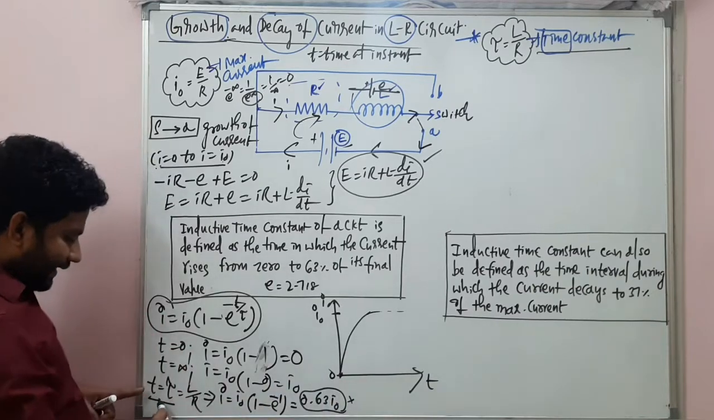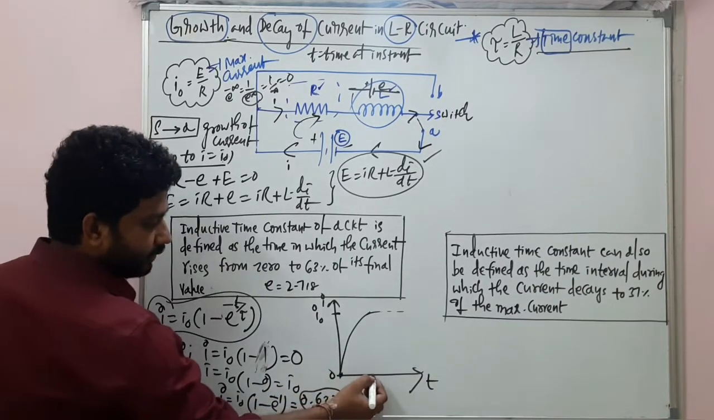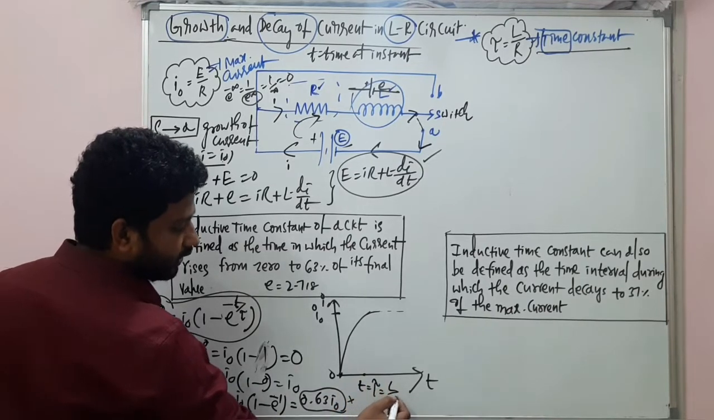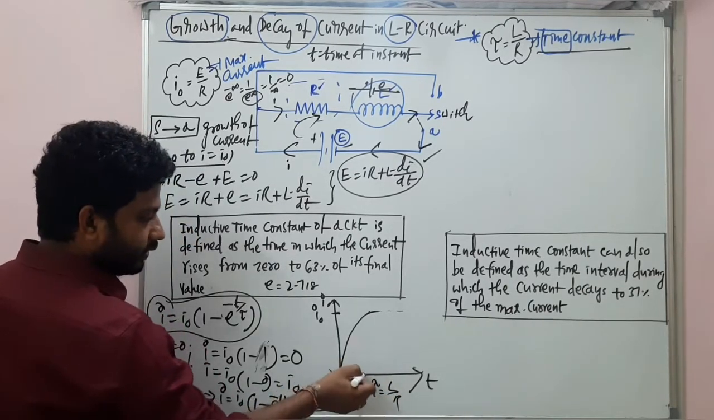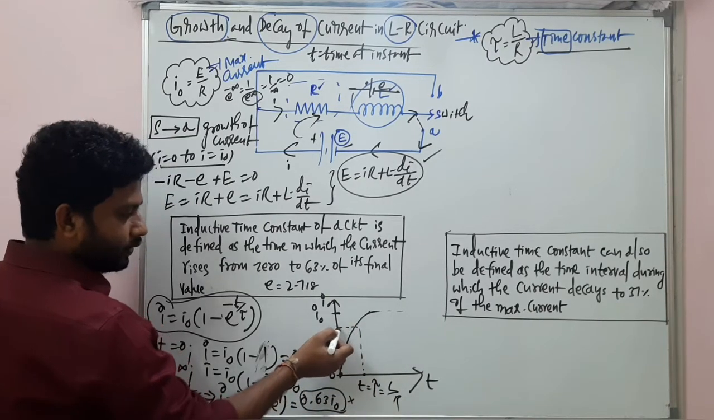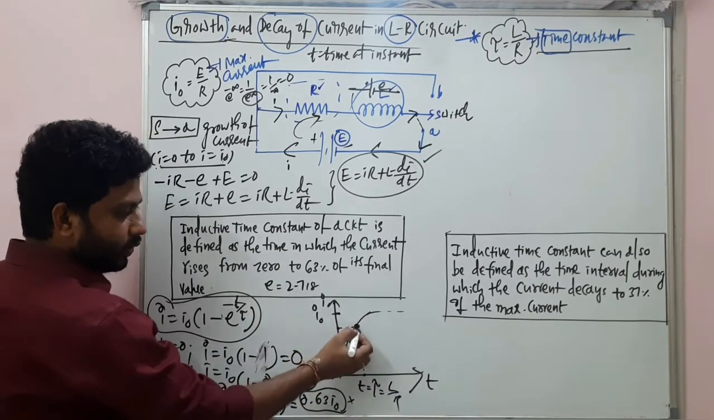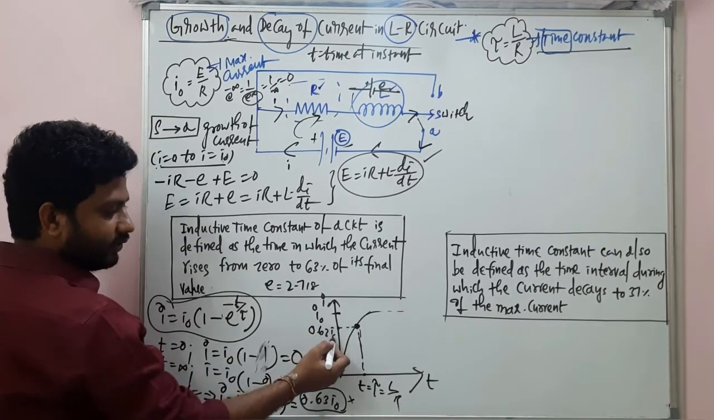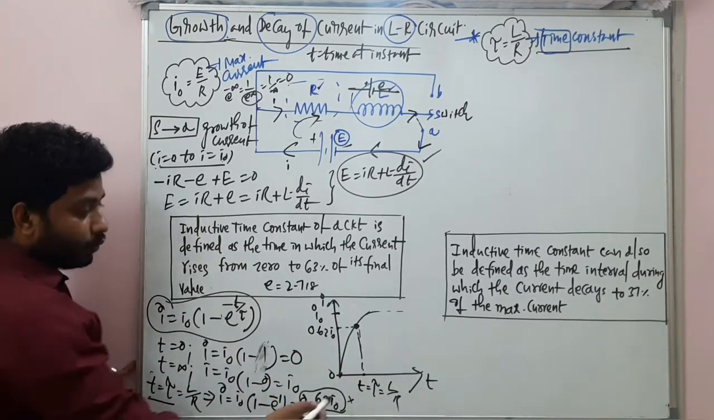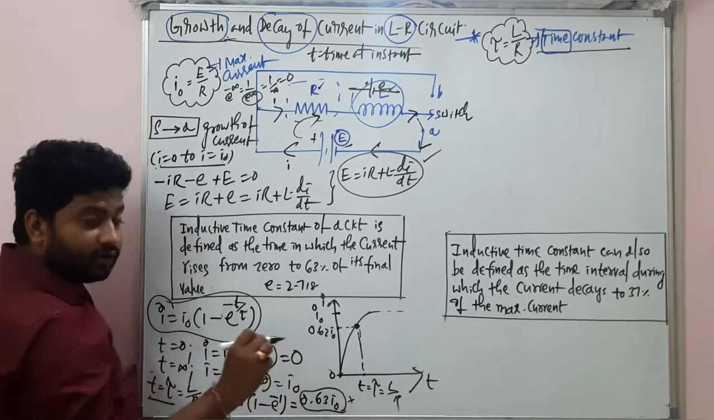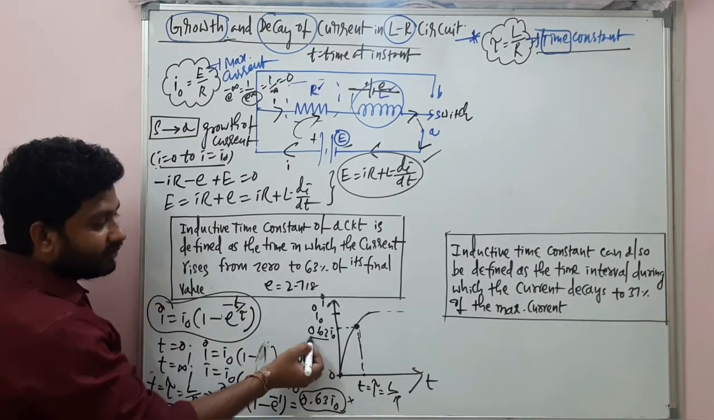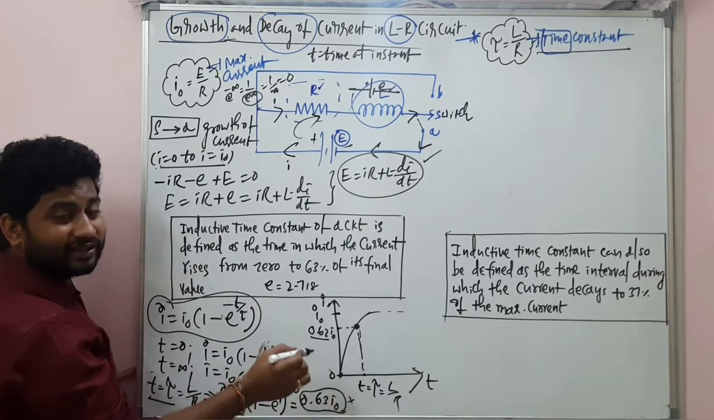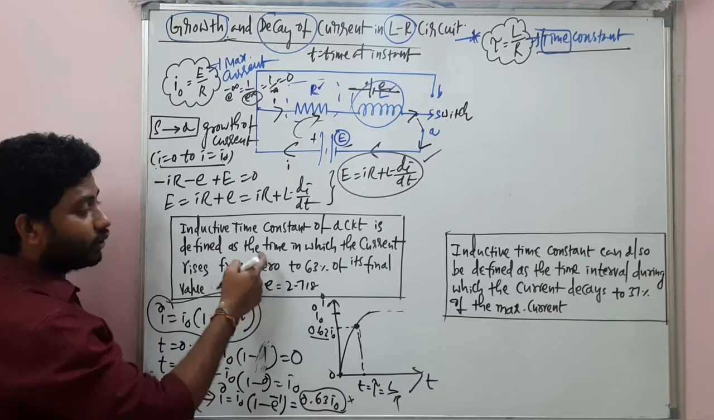Now, at t is equal to tau, for example, at this particular point, imagine t is equal to tau, which is equal to L by R. So what happens here? See here. This is the point you imagine. It's 0.63 of I naught. At what time the current value is 0.63 times of I naught, that time is called time constant. The time is called what? Time constant.